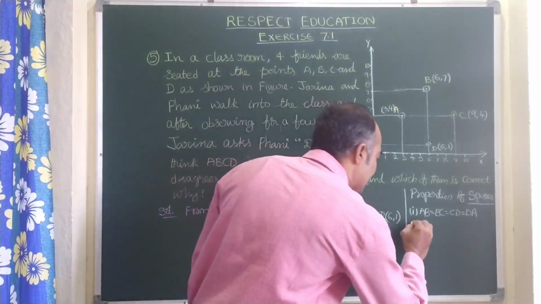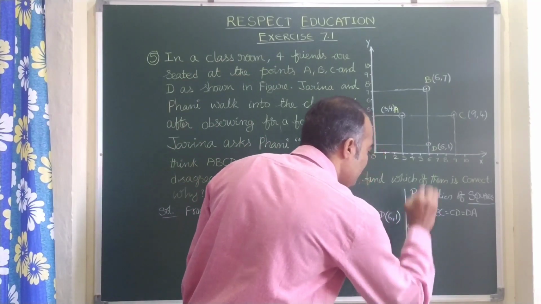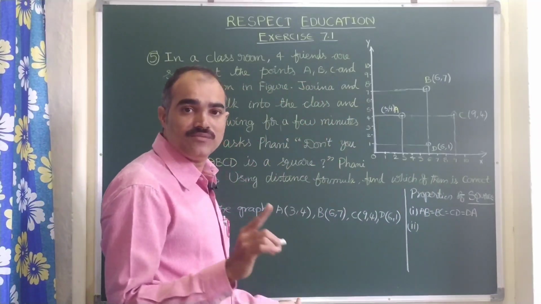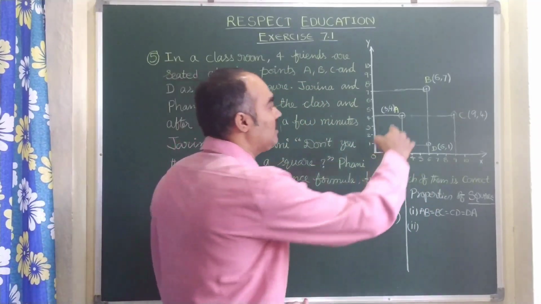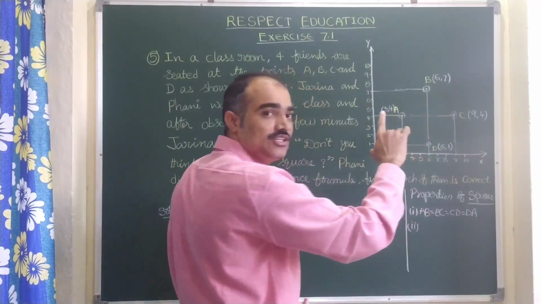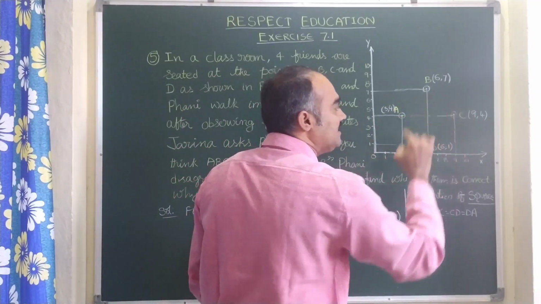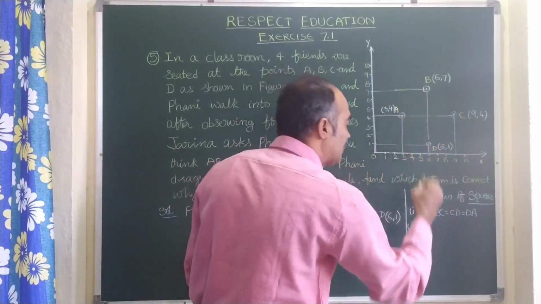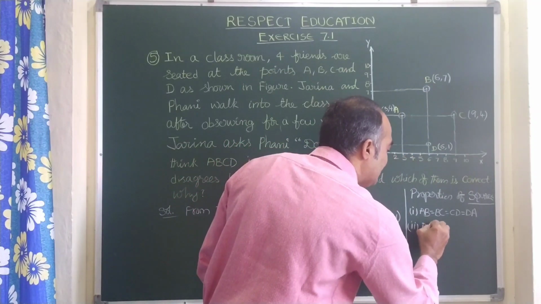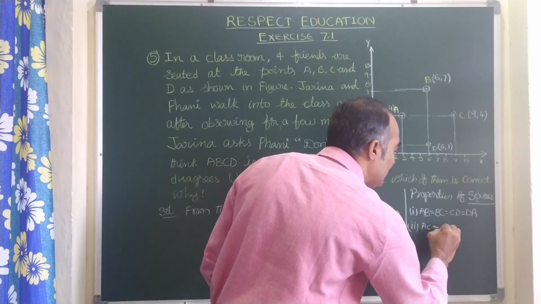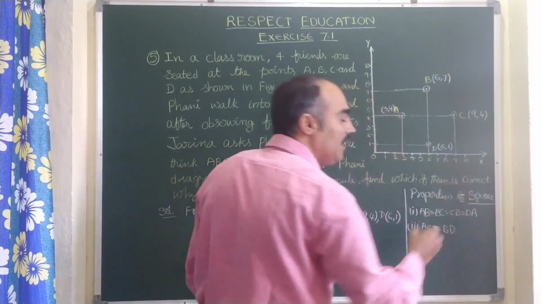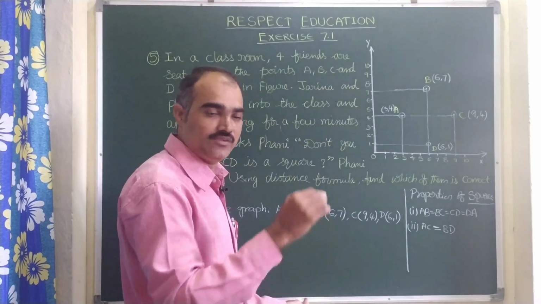And the second thing is that diagonals of a square are equal. Diagonals in the sense opposite, joining lines of opposite points. Means here you see AC is a diagonal and BD is another diagonal. So here AC should be equal to BD. Diagonals are to be equal.